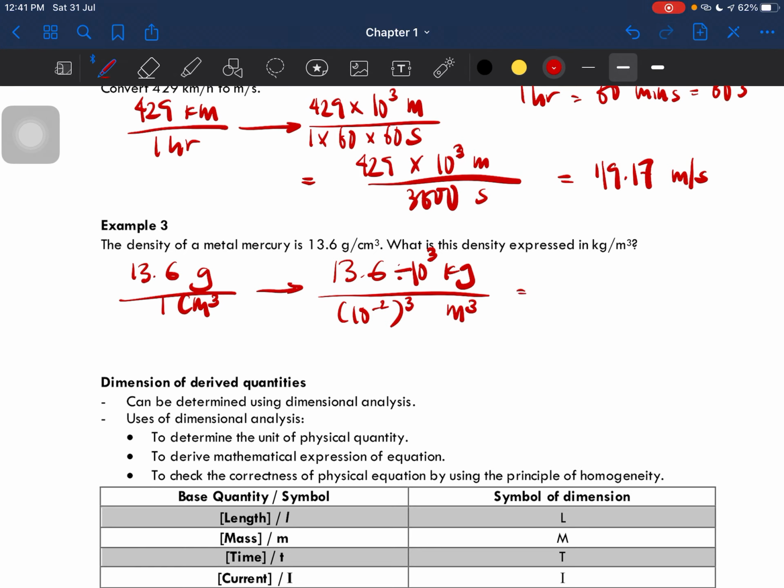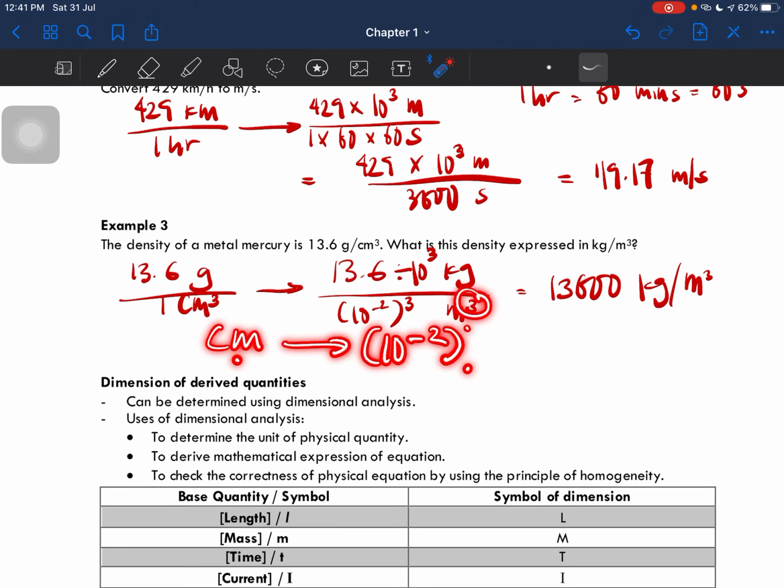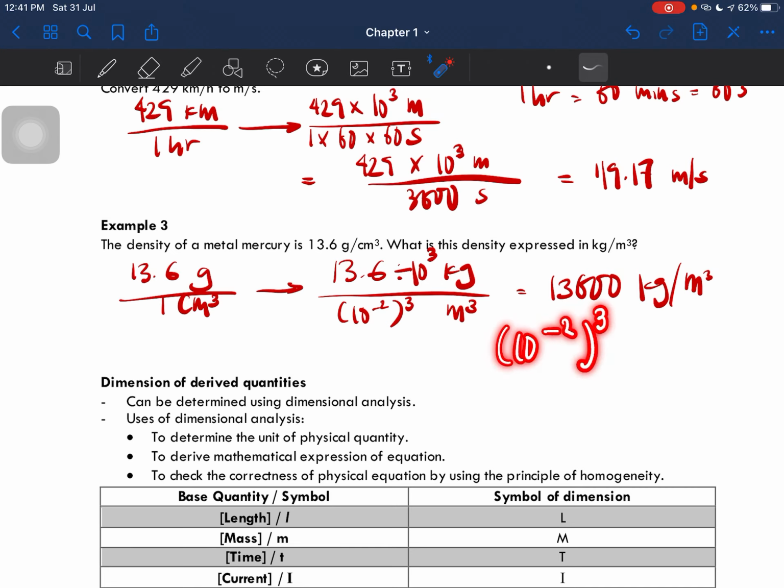Okay, so you will then get 13,600 kilogram per cubic meter. Okay, can you understand that? Why I put 3 up here is because now the unit is cubic centimeter. It's not just centimeter. If it is just centimeter, you can just directly put 10 negative 2. Okay, but now what we have is cubic, so we have to put 3 here. Okay, that's why we have to put 10 to negative 2 to the 3.